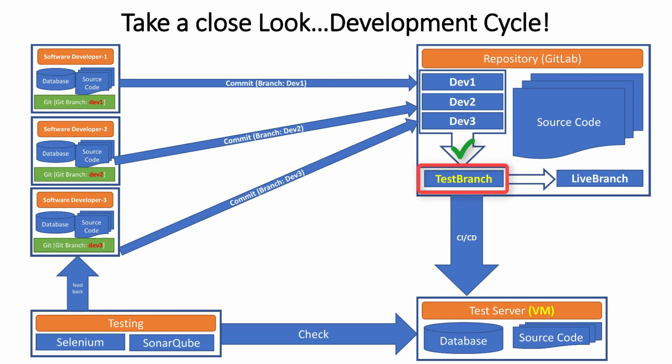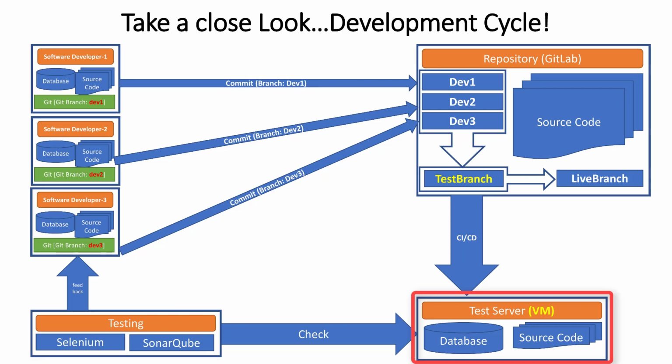If the source code is approved, then it is merged with the GitLab testing branch source code. When changed source code comes to the testing branch, CD automatically triggers a build on the source code and the entire source code is published on the test or staging server.